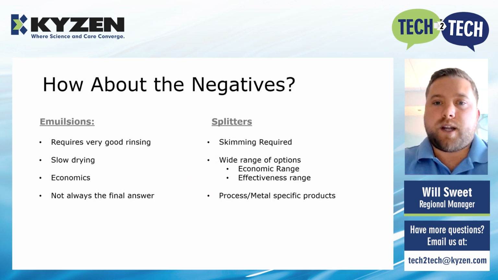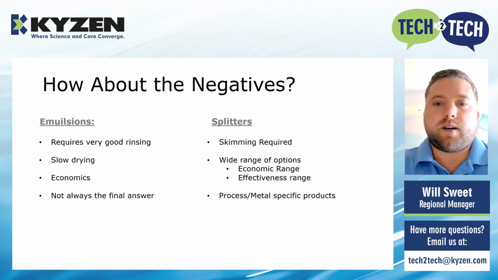Splitters, some of the negatives. Skimming is required or strongly encouraged. You're splitting the oil to usually the top of the bath, and then you need a skimmer or a coalescer or something like that to skim off that oil in order to get all of the benefits that you're looking for with these chemistries.